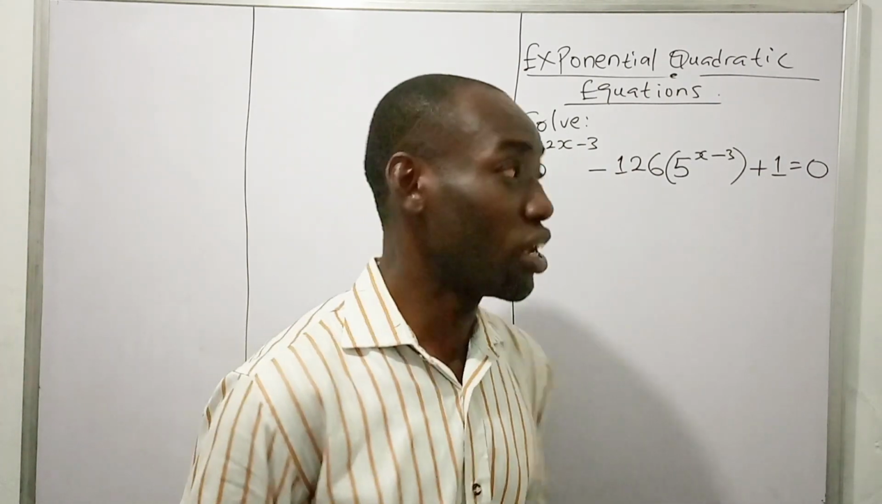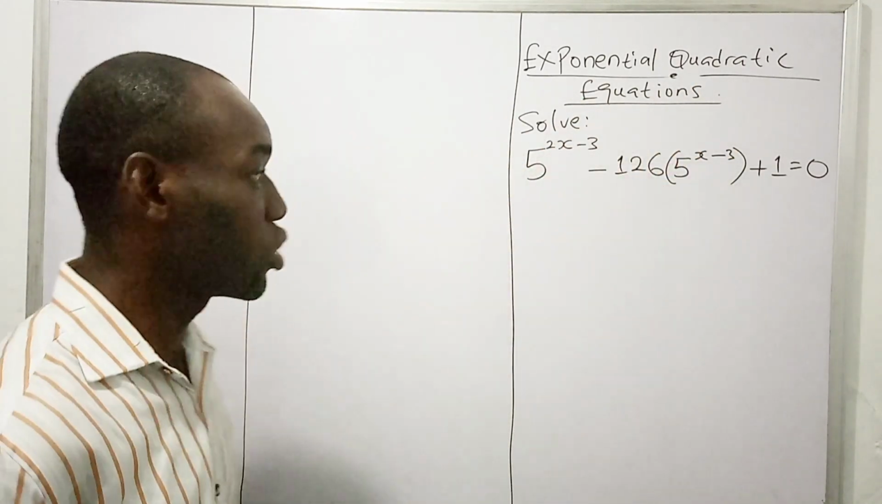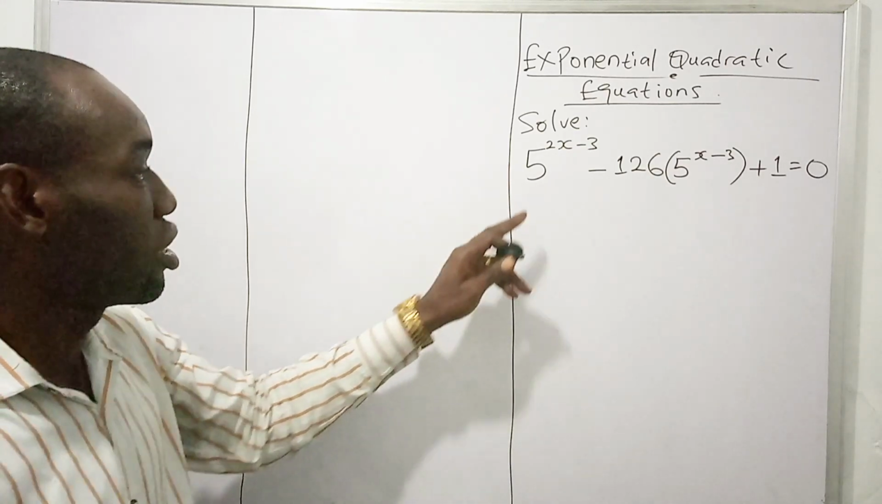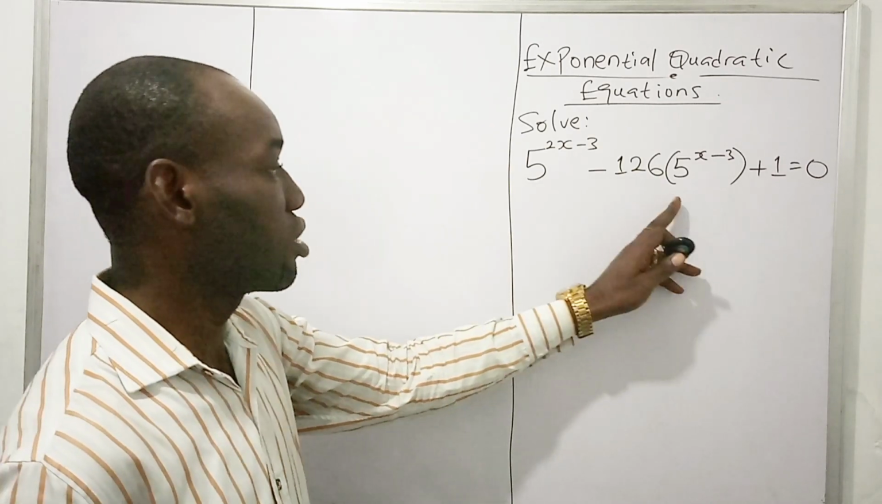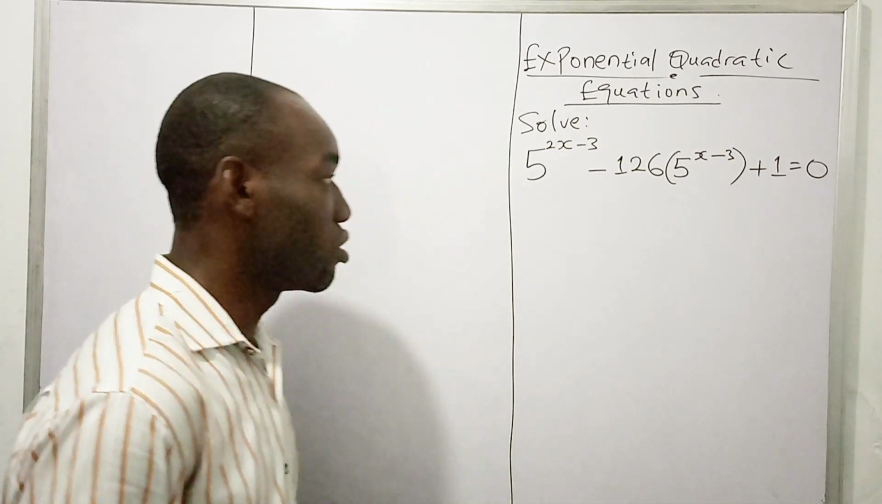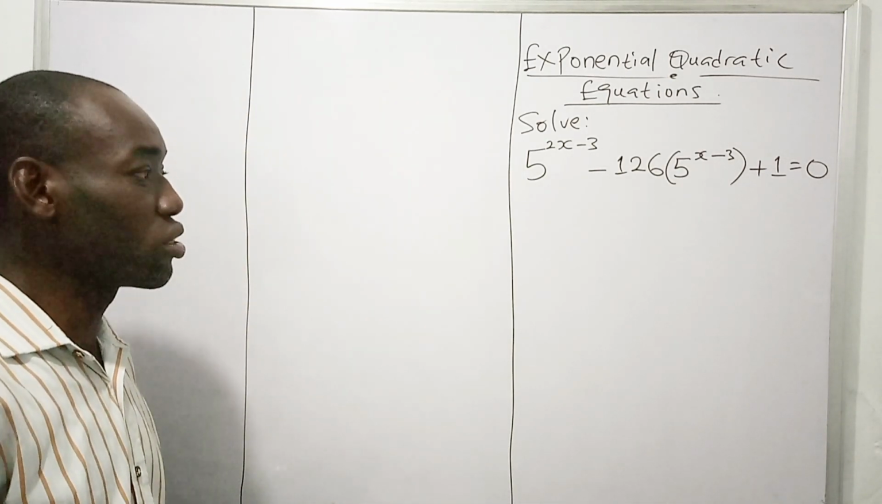Now, for today, what are we looking at? We're looking at exponential quadratic equations, and the question we have there says 5 raised to the power 2x minus 3, minus 126 in bracket 5 raised to the power x minus 3, plus 1 equals 0. These are some of the questions we do see from our WAEC and JAMB questions yearly.